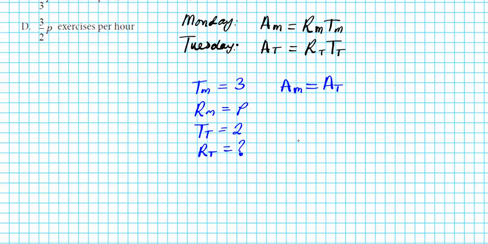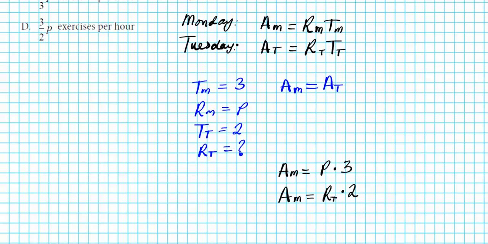All right, so let's go ahead and make our substitutions. So for Monday, I'm going to leave amount of work as amount of work. Her rate for Monday is P times her time for Monday, which is 3. Bam. And then her amount for Tuesday is equal to her amount of work on Monday, so I can make a substitution there, call that AM. Her rate for Tuesday is what I'm looking for, leave that unchanged. And the time she spends completing that amount of work on Tuesday is 2 hours. All right, so there you have it.